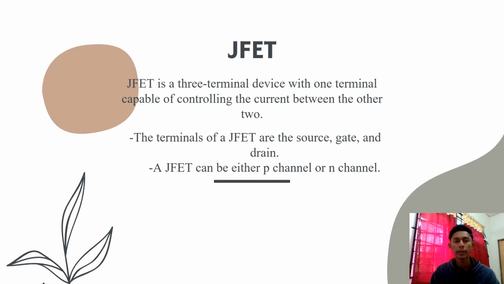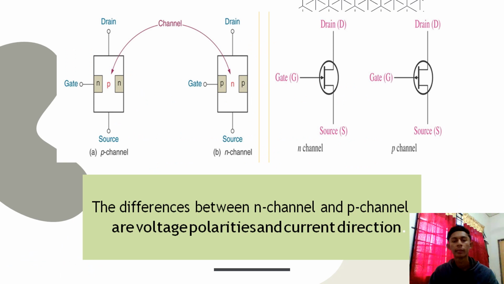JFET. JFET is a three-terminal device with one terminal capable of controlling the current between the other two. The terminals of a JFET are the source, gate, and drain. A JFET can be either P-channel or N-channel. The difference between N-channel and P-channel are voltage polarities and current direction.